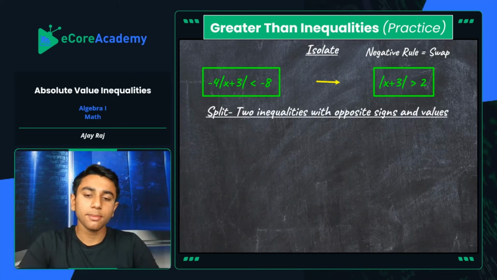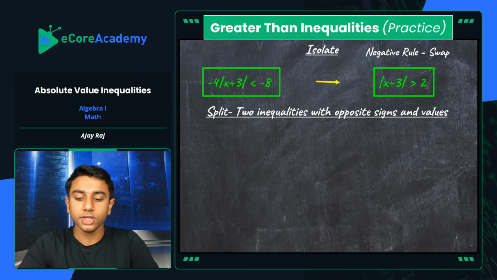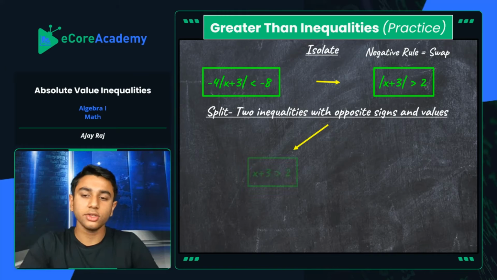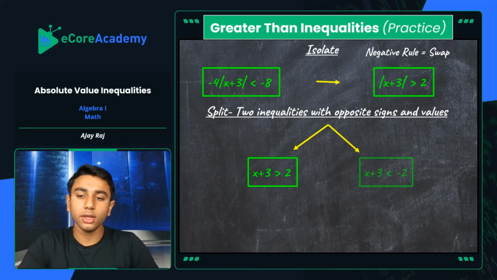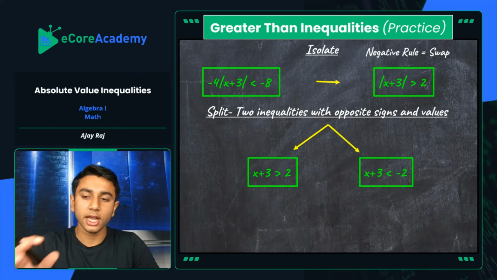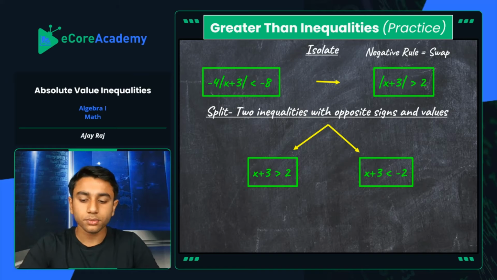Then for our second step, we're going to split. We're going to have two separate inequalities that have opposite signs and values. So for our first inequality, we're just going to take the absolute value bars out without changing anything. So we're just going to have x plus 3 is greater than 2. And then for our second inequality, we're merely going to flip the sign and also change the value of 2 to -2. So it's going to be x plus 3 is less than -2.